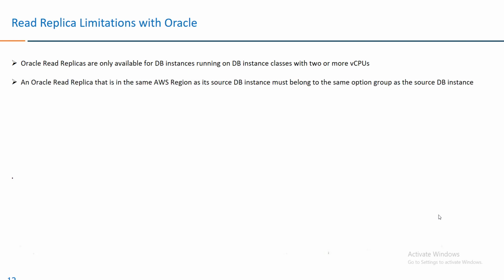An Oracle read replica that is in the same AWS region as its source DB instance must belong to the same option group. There is a DB group and option group. I think you might have seen. We'll go there again. So it should be the same.